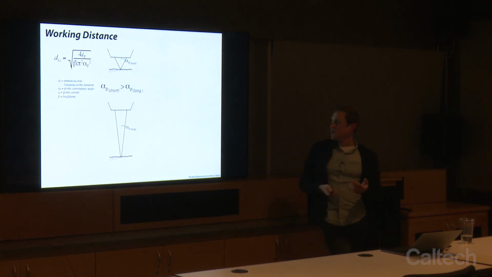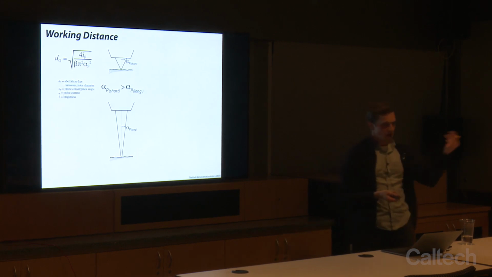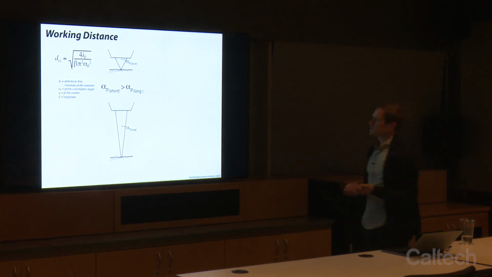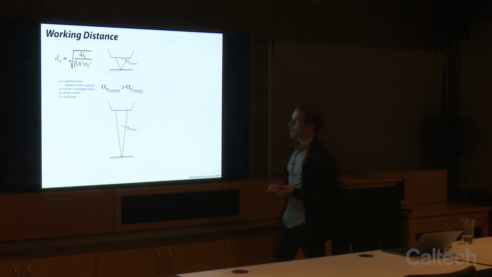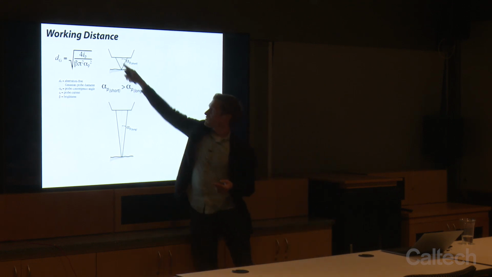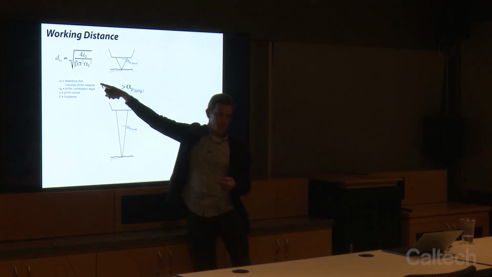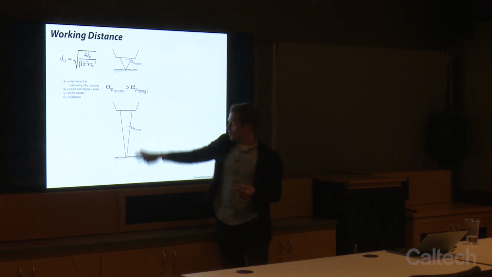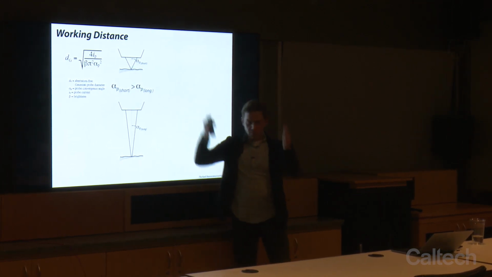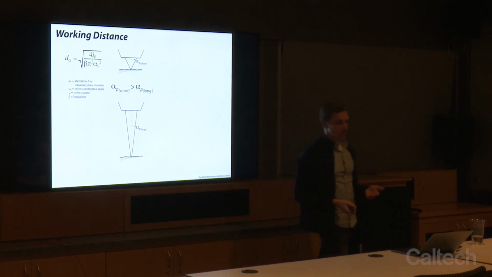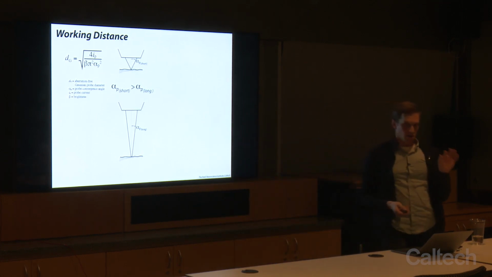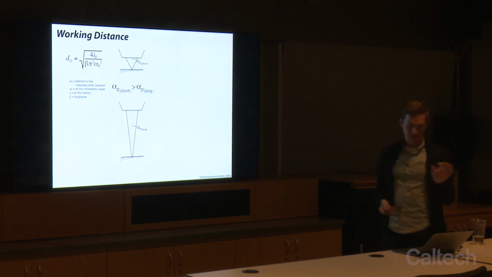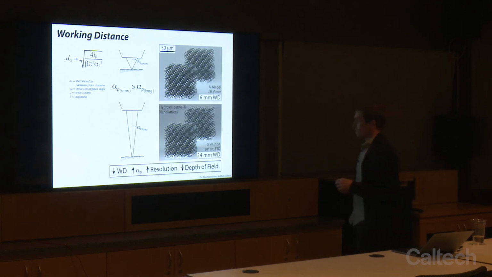The theoretical side is that the convergence angle of the beam will change with the working distance. So if we have a short working distance, we have a steep convergence angle, and the equations would show us that we're going to get a smaller probe size. And if we have a longer working distance, we have a more parallel beam, a shallow convergence angle, and we're going to get poorer resolution from the larger spot size.